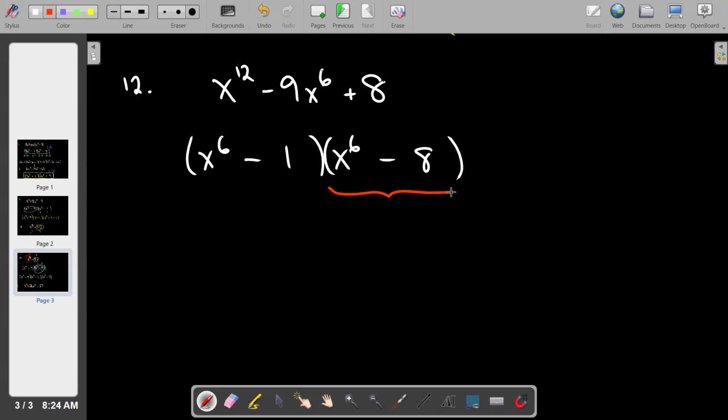X to the sixth is a square. That's a minus. It's in the running, but then the 8 ruins it for square eligibility. So cubes it is, where a is x to the power of 2. Remember, you have to divide your exponent by 3 when cube rooting. And then the cube root of 8 is 2.